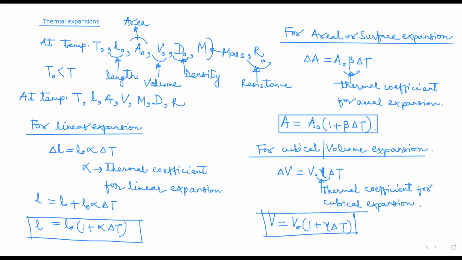So I hope all of you have understood this particular part of it. Then comes the resistance part. For change in resistance, delta R is equal to R naught alpha delta T. Now this alpha is nothing but the thermal coefficient of resistivity.